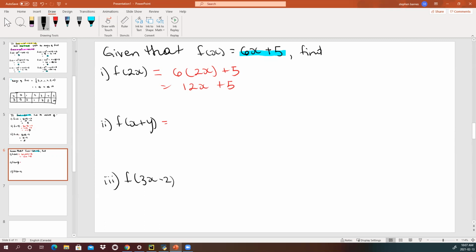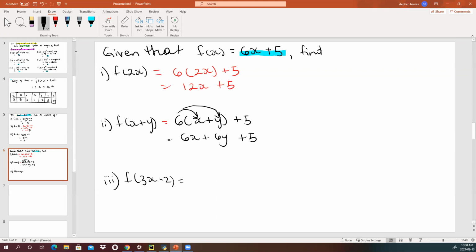Next one, the same principle. We're putting x plus y anywhere we see the x. So we have 6 times x plus y, plus 5. So multiply 6 by x, and then that 6 also multiplies the y. 6x plus 6y plus 5. And that is our answer for that.